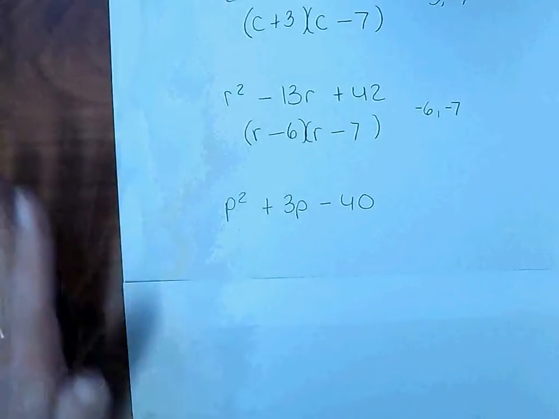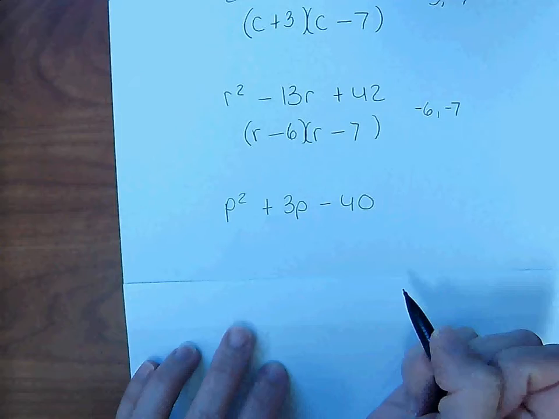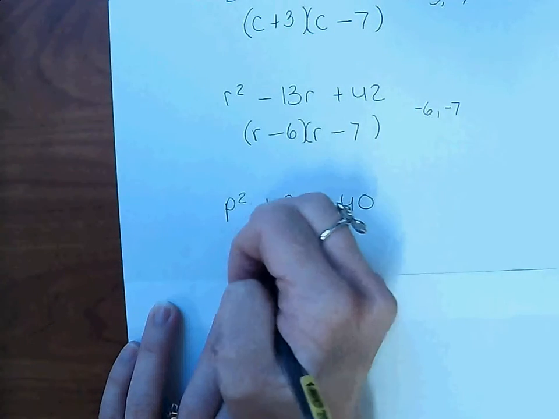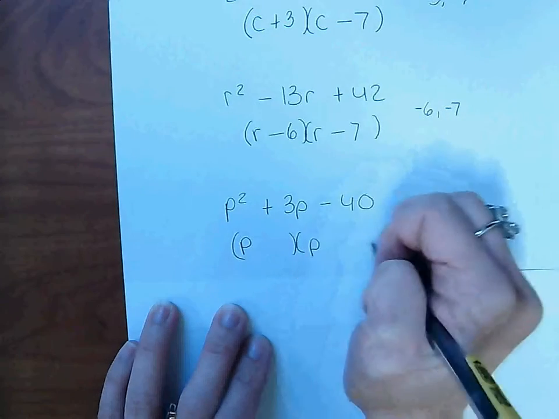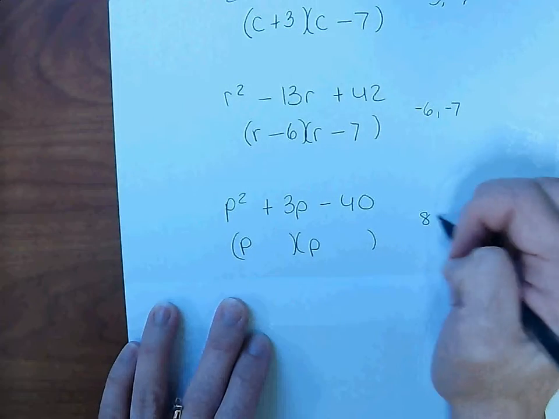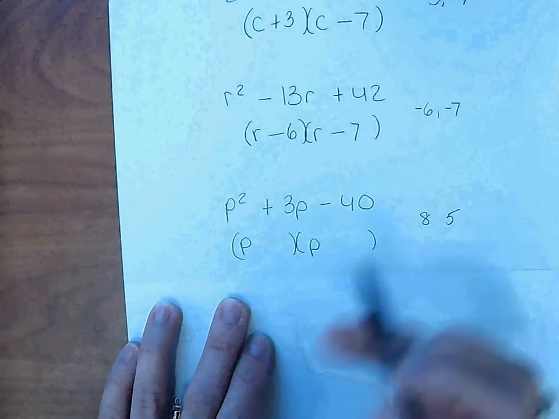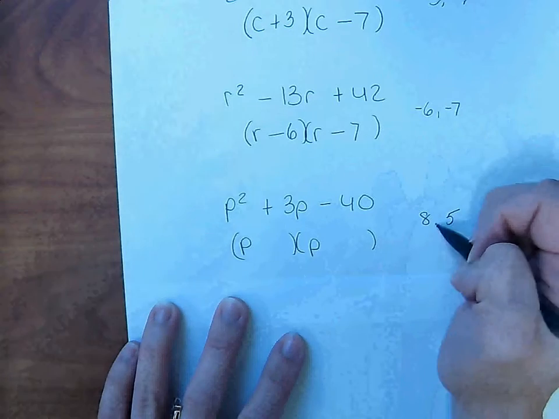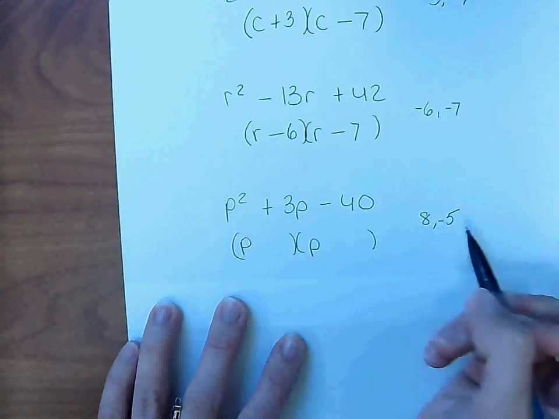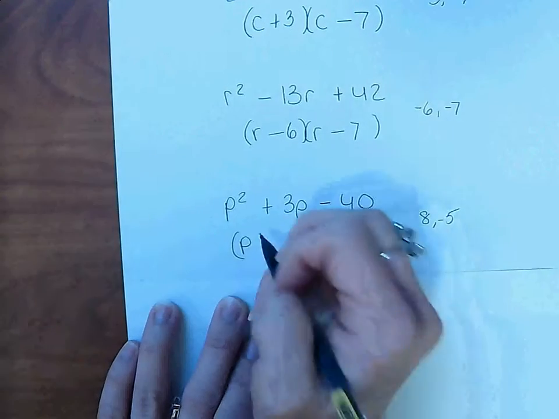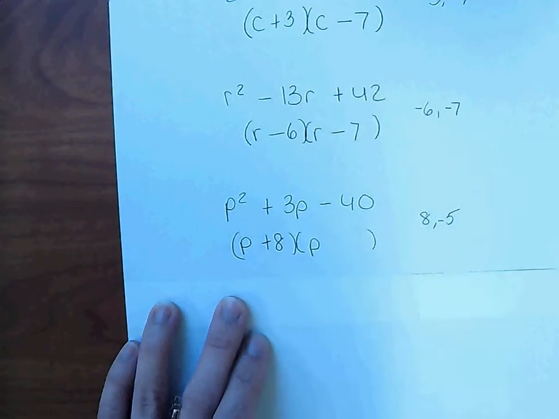Last one, p squared plus 3p minus 40. So break down the p's. And factors of 40, 8 and 5. One must be negative because 40 is negative, and I know it's going to be the 5 that's negative because the 3 is positive, and 8 plus negative 5 is positive 3. So p plus 8 and p minus 5.